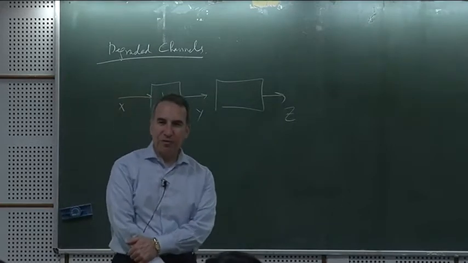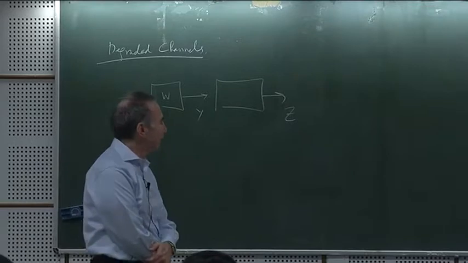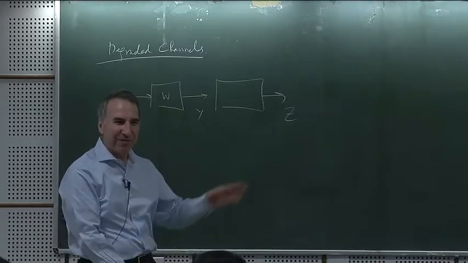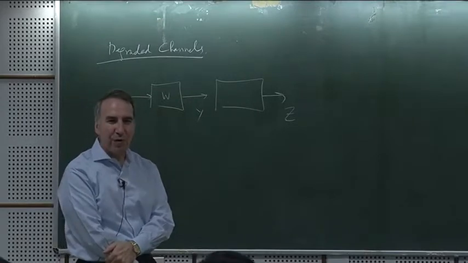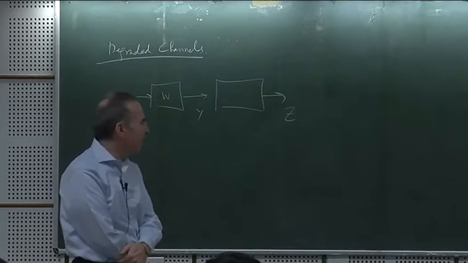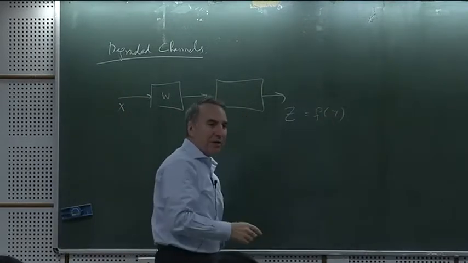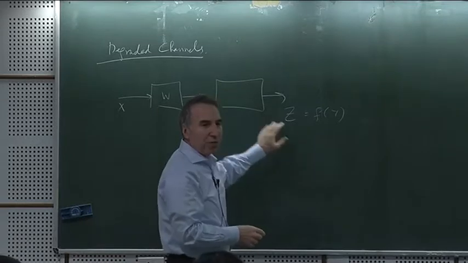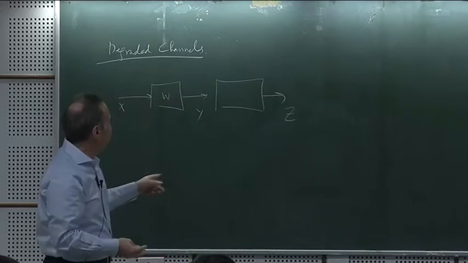This is a bad letter because I'm going to use z for the Bhattacharya parameter of the channel. But you won't get confused, will you? This z is simply an output letter of this box. It is not necessarily the Bhattacharya parameter. So this could be, for example, a function of y, or in general, this might have a probabilistic device in it.